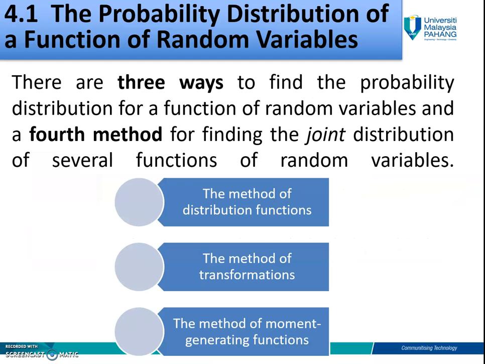In order to find the probability distribution of a function of random variables, there are three ways to find the probability distribution for a function of random variables, and a fourth method for finding the joint distribution of several functions of random variables. Here I'll focus on three first. The first is the method of distribution function, then the method of transformation, and then the method of moment generating function.